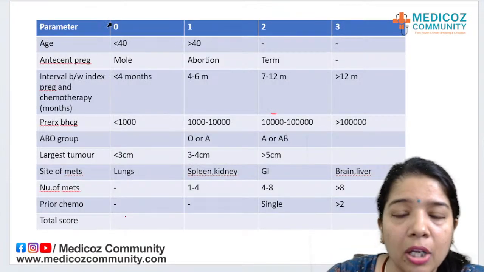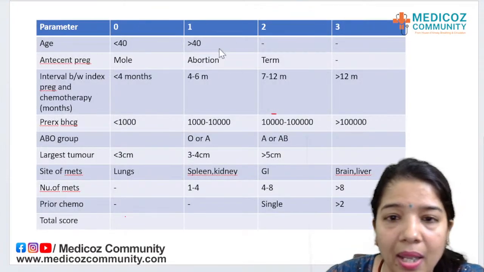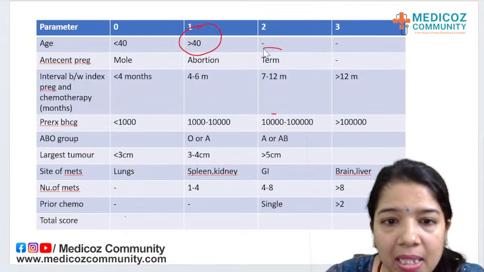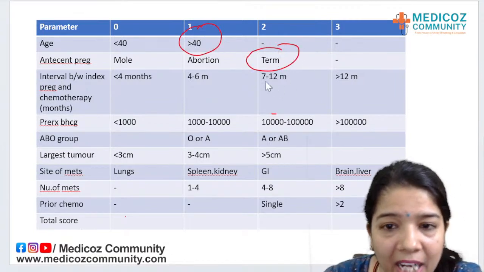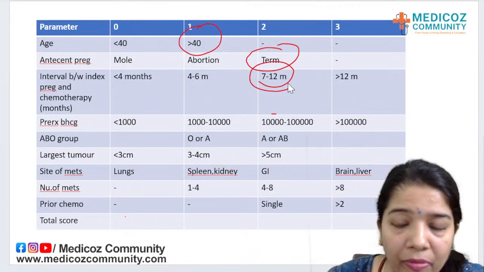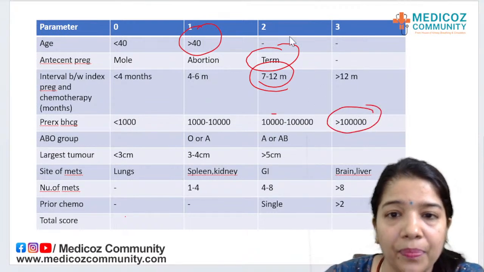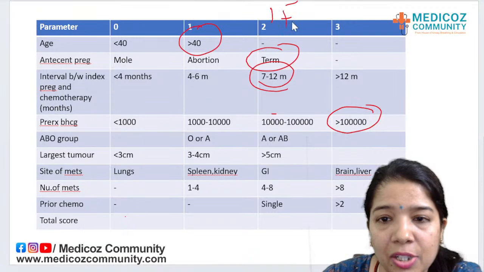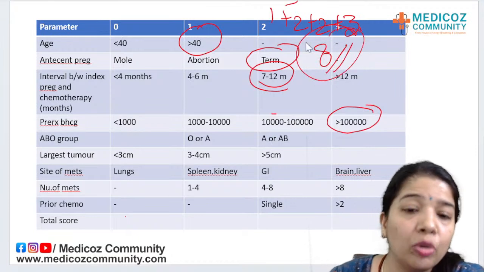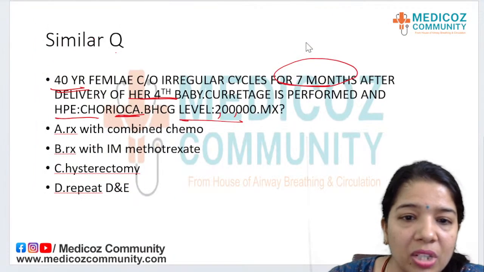So if you see again, age is 40. Okay, age is 40, antecedent pregnancy is term, interval if you see was 8 months. Okay, and the value of beta HCG is more than 1 lakh. So 1 plus 2 plus 2 plus 3, 3 plus 2 is 5, 5 into 7, the value is 8, right? So she is now coming into a poor prognosis, and what will be the treatment?